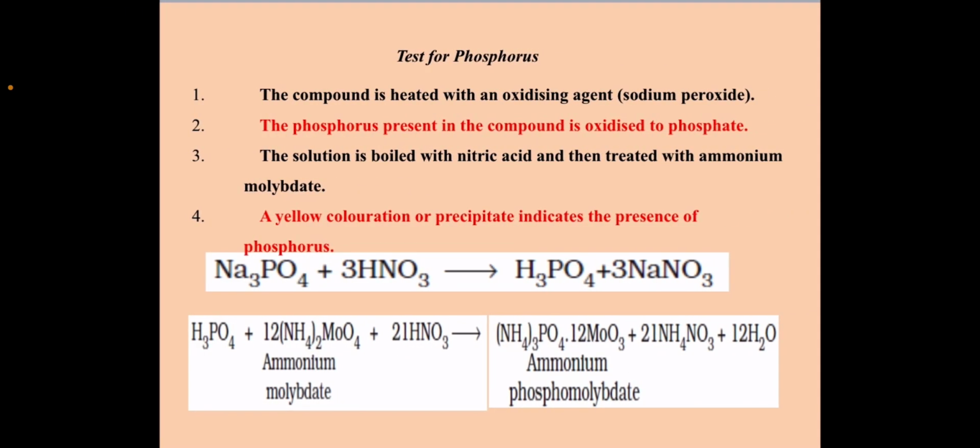Now the test for phosphorus. The compound is heated with an oxidizing agent, that is sodium peroxide. The phosphorus present in the compound is oxidized to phosphate. The solution is boiled with nitric acid and then treated with ammonium molybdate. A yellow precipitate indicates the presence of phosphate. So these are the reactions involved in this.